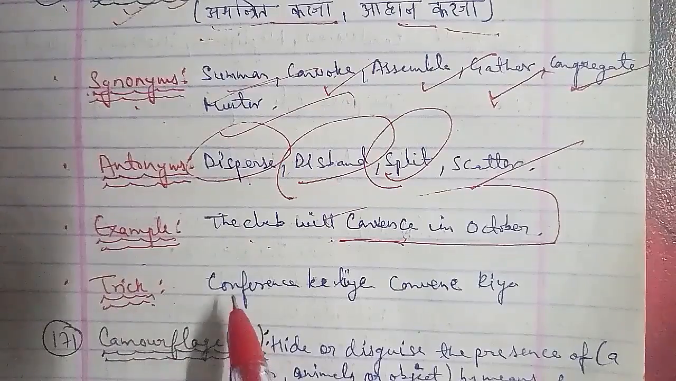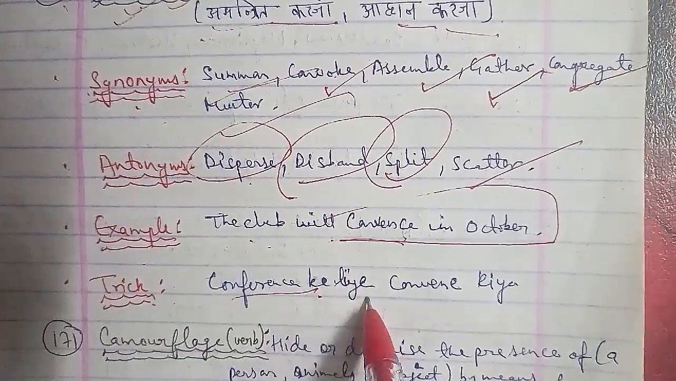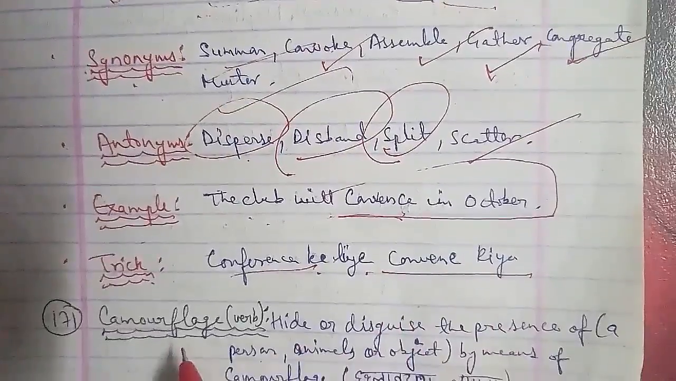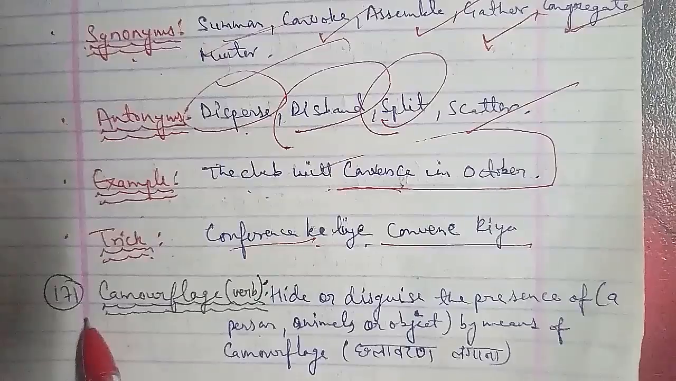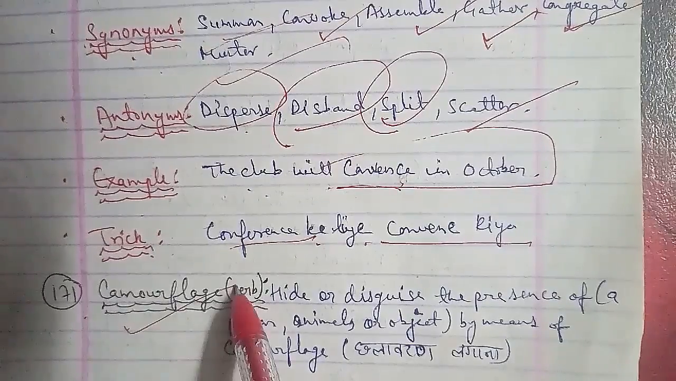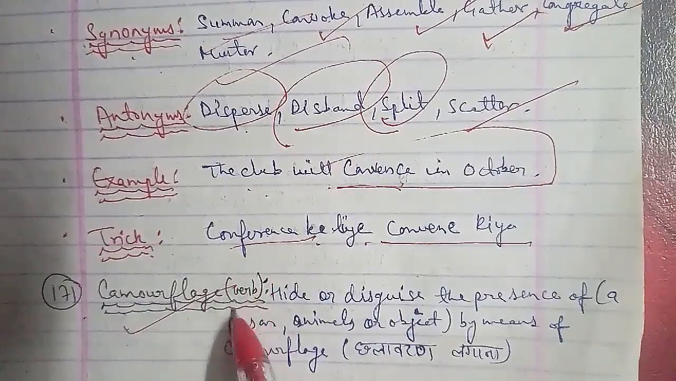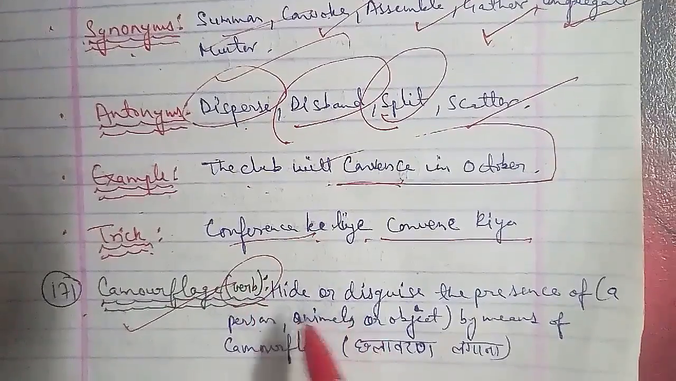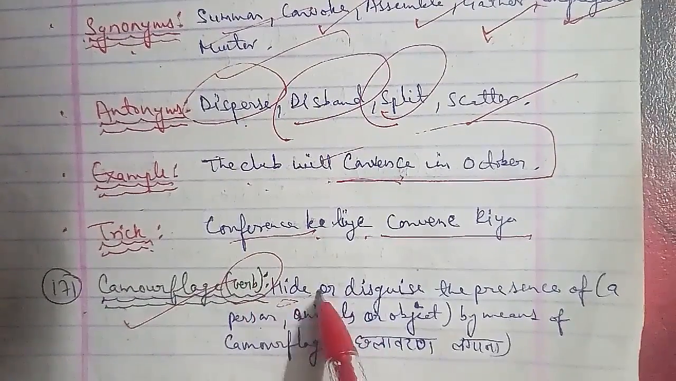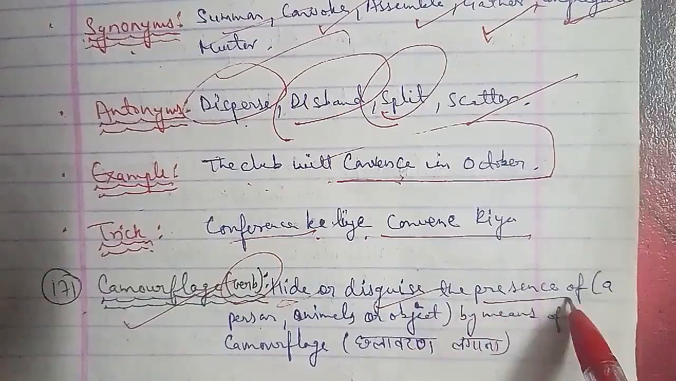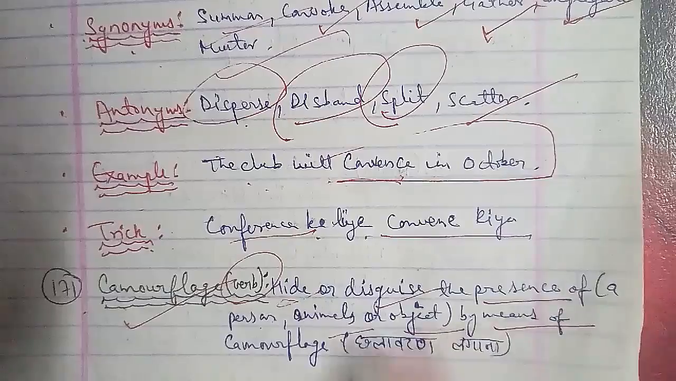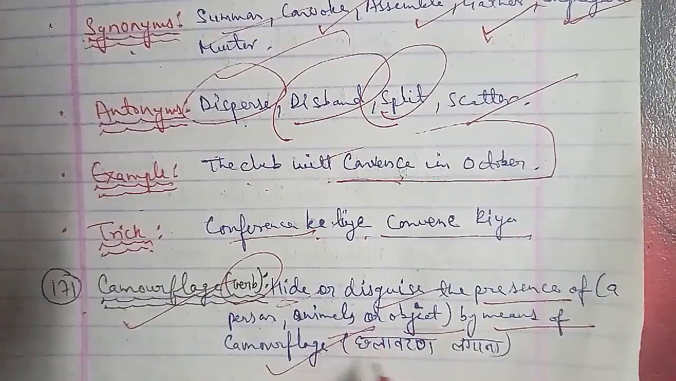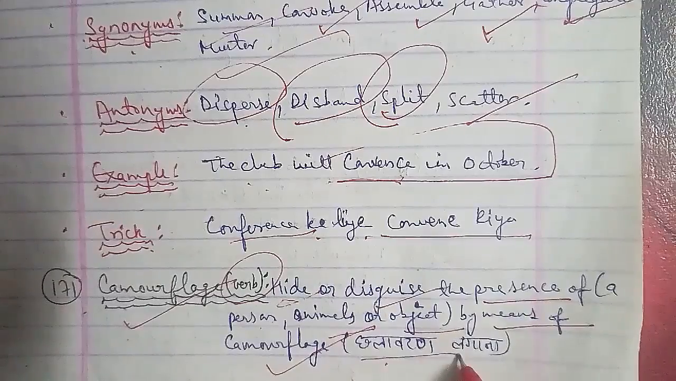Now talking about the antonyms of camouflage here: reveal, uncover, unmask, unveil, divulge, betray. Now talking about the examples of camouflage that we have here: soldiers had camouflaged the truck with branches and dirt. The trick to learn this word camouflage is they came camouflaged for attack.